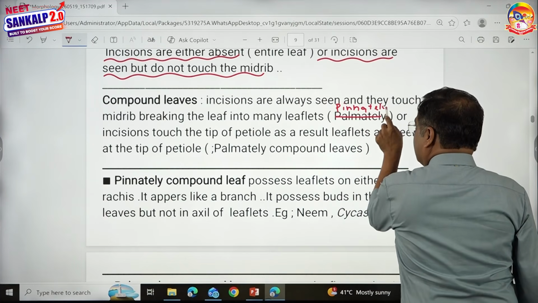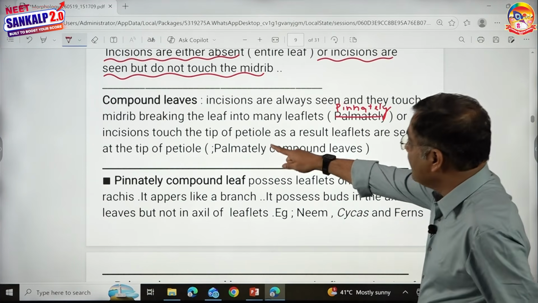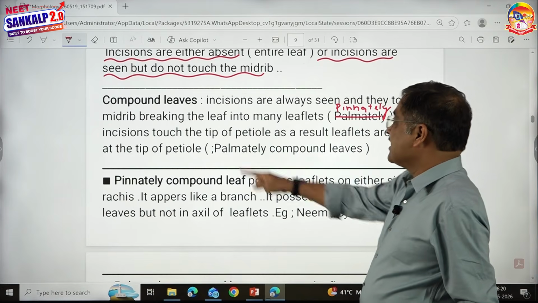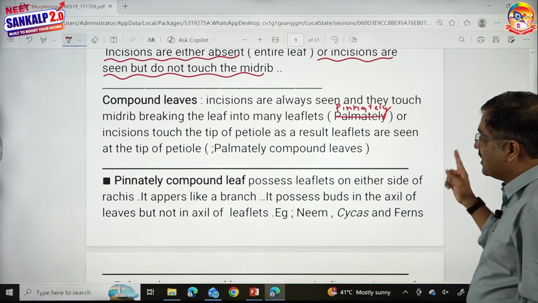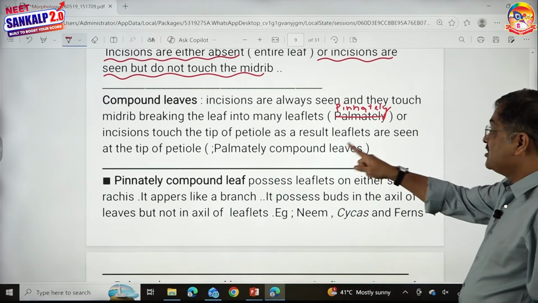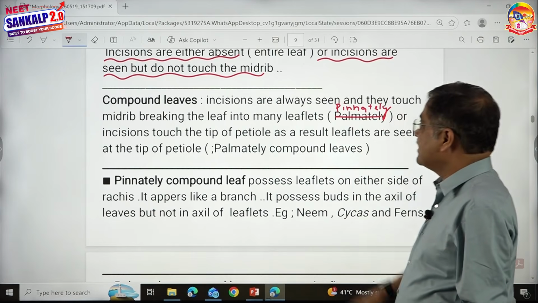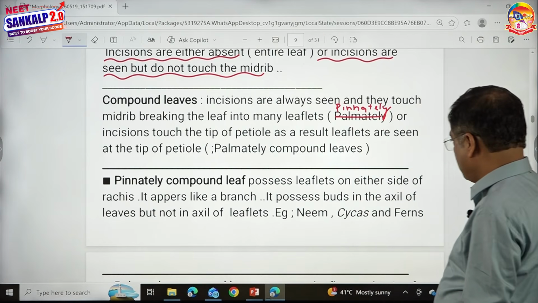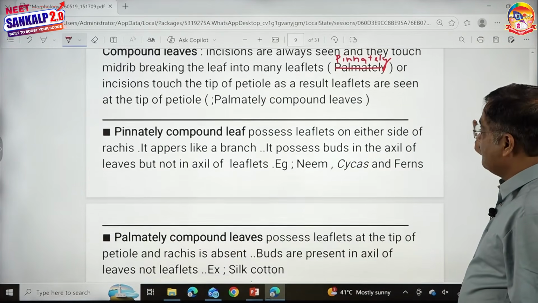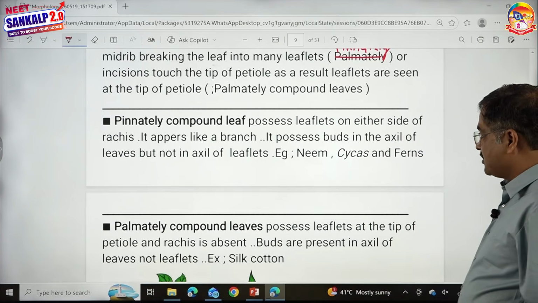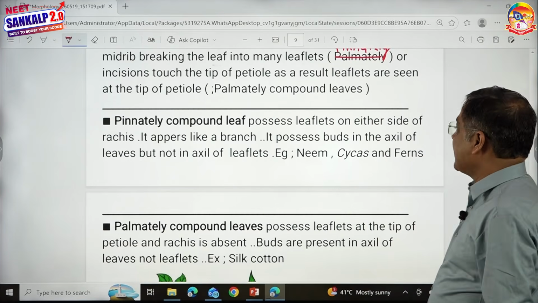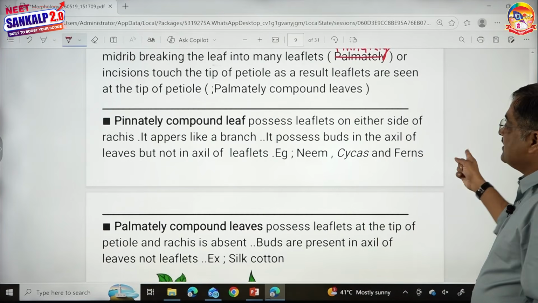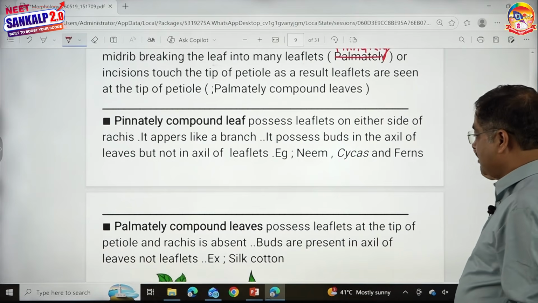All right, this is pinnately compound. The incisions are always seen and they touch the midrib, breaking the leaf into many leaflets. Or the incisions touch the tip of the petiole. As a result, leaflets are seen at the tip of the petiole. A pinnately compound leaf possesses leaflets on either side of the rachis. It appears like a branch. It possesses buds in the axil of leaves but not in the axil of leaflets.